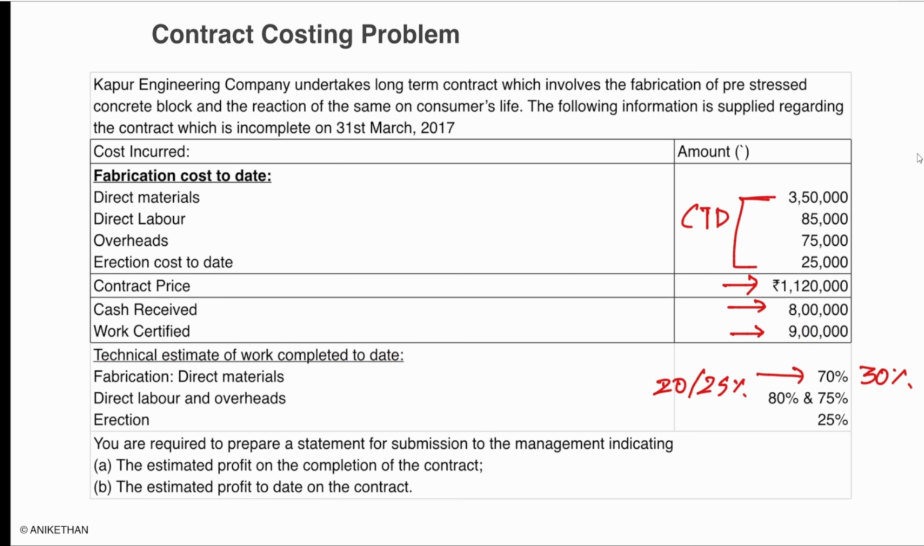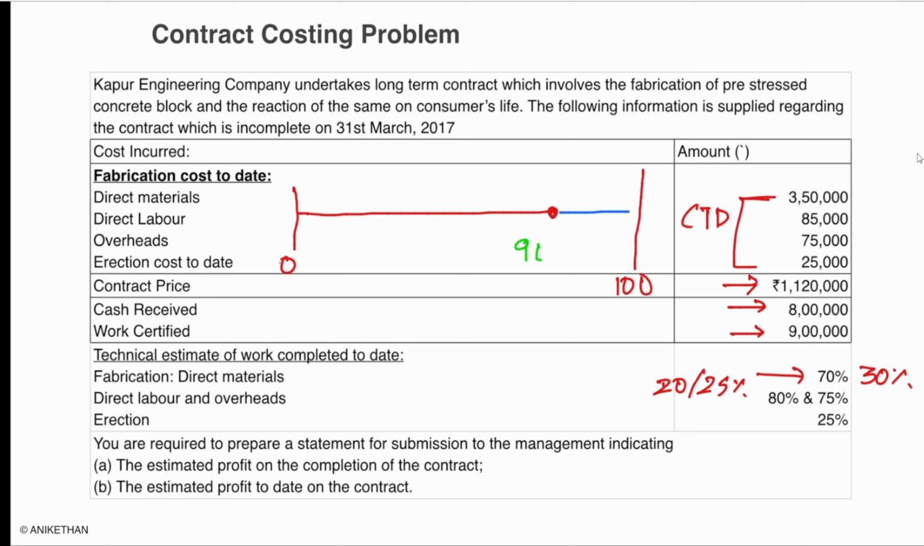Erection is 25% complete. You are required to prepare a statement for submission to the management indicating the estimated profit on the completion of the contract and the estimated profit to date on the contract. So what this question is saying, I started at a 0 date, then I progressed, this is my completion, this is my 100. I am somewhere at this point. So at this point, my work certified is 9 lakh and I still have to complete the balance. So the balance they have given 30%, 20 and 25% of direct labor overhead. Erection of another 75% is pending.